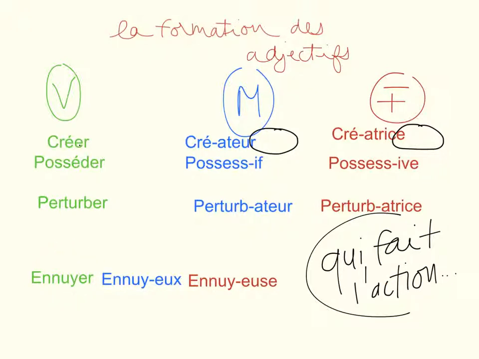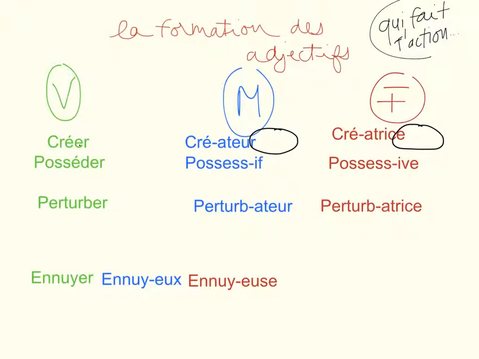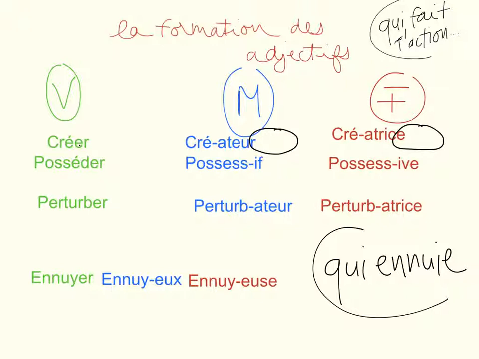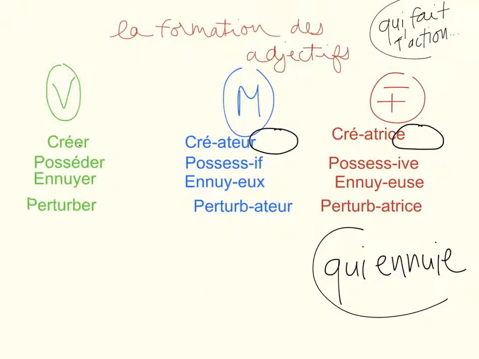Or you can just conjugate the verb and you can write qui ennuie. Okay, I'm going to write it so you can see what I'm talking about. So you can just write qui ennuie, just like that. Okay, let's move on with our last verb and last two adjectives.